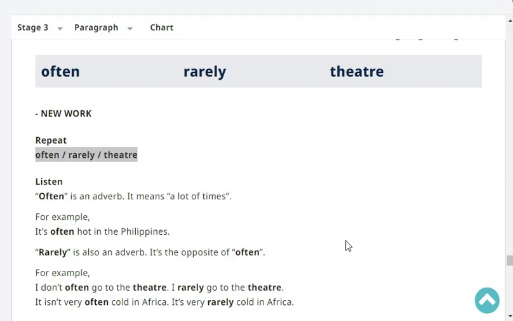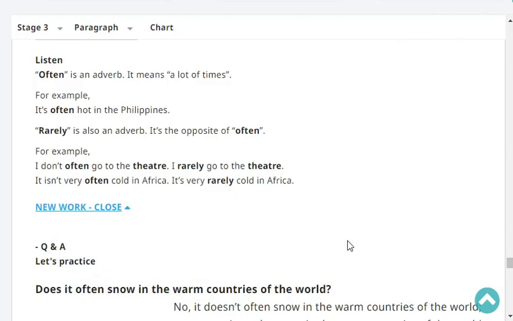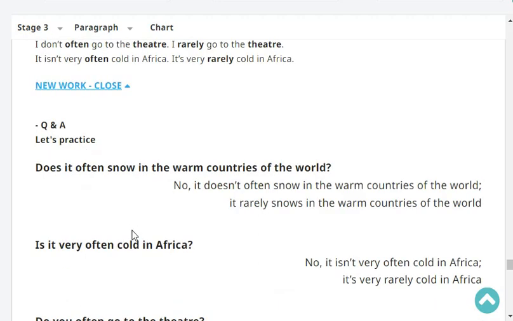For example, I don't often go to the theater. I rarely go to the theater, like not all the time, rarely. It isn't very often cold in Africa. It's very rarely cold in Africa. Rarely. Let's practice.